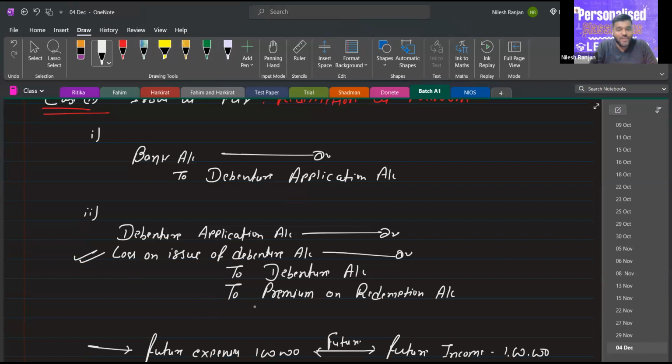Okay, let me make it clear. Premium on redemption is a liability. The debenture is also a liability. Yes or no? Yes, sir. That's why both of these two are on the credit side. Debenture account is a liability, and when we have to pay the premium in future, it is a liability at present, because we have to pay 105 rupees. So 100 is for the debenture, 5 rupees is for the premium. So both of them are liabilities.